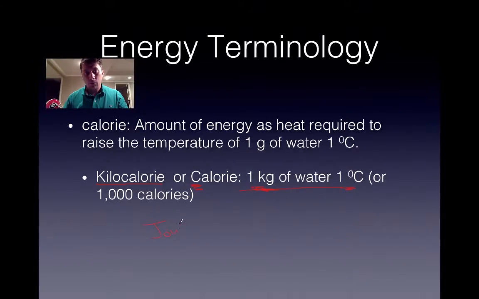Now there are some other energy measures that you may see in poultry feed formulations. One is a joule, and a joule equals 4.184 calories. Another one that's not used that much but still may be in some circles is the British thermal unit. That's the amount of energy as heat to raise 1 pound of water 1 degree Fahrenheit, and that is typically around 252 calories.